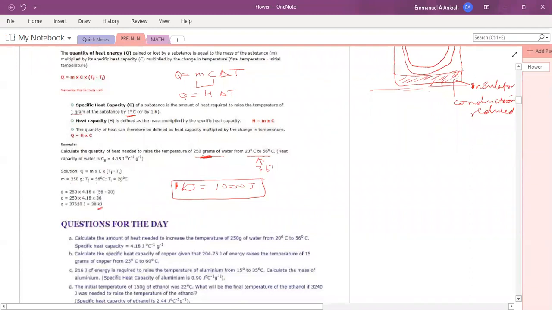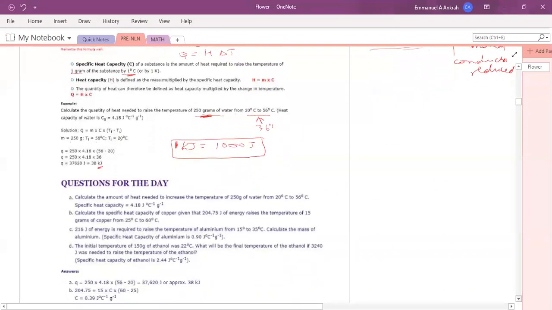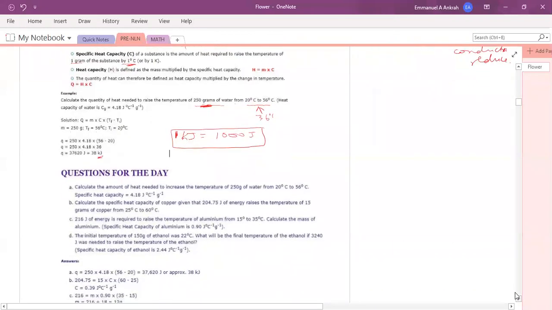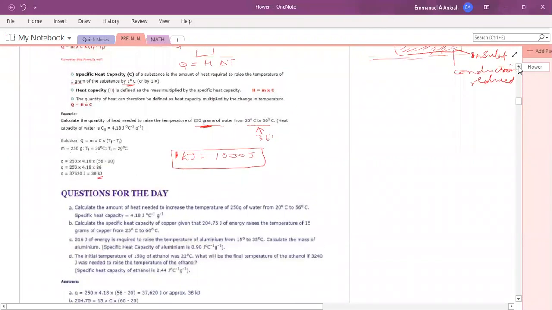Any questions on that one? Okay. All right. So let's test ourselves on this question. I have questions for the day. So try B. Take like 2 minutes to try it.